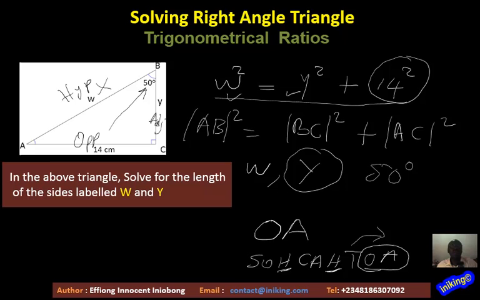So I set out to do my job. And I said, okay, what is the tan of the angle 50? Tan 50 is opposite over adjacent. Oh, opposite is 14. And the adjacent is Y. And I can say, oh, this is an equation where Y is the only unknown, which means I can easily solve for my Y. Let's move to the next slide.